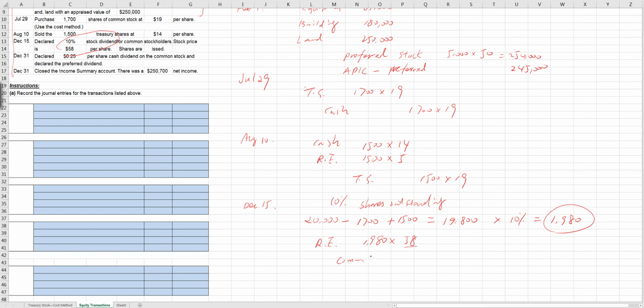On the credit side, we're going to credit common stock because it's declared and the shares are issued, so we don't have to go through the common stock dividend distributable account, then convert that to common stock. We can just credit common stock, which records a par value of this issuance, $10 per share, and the rest is recorded additional paid in capital account.